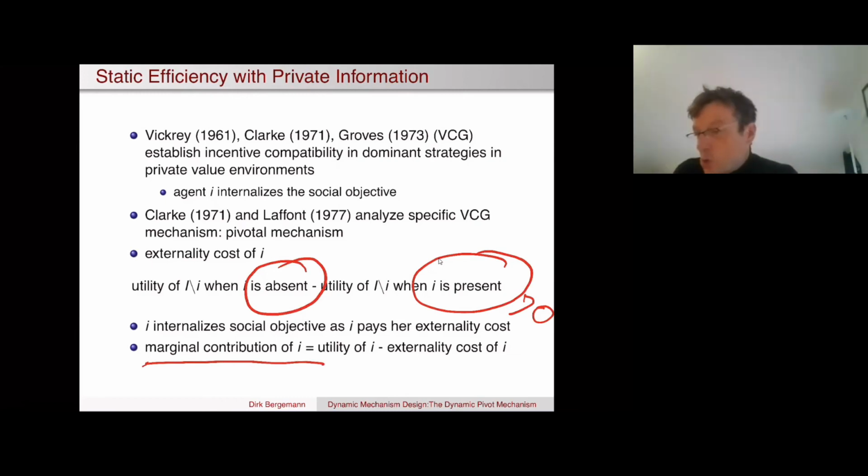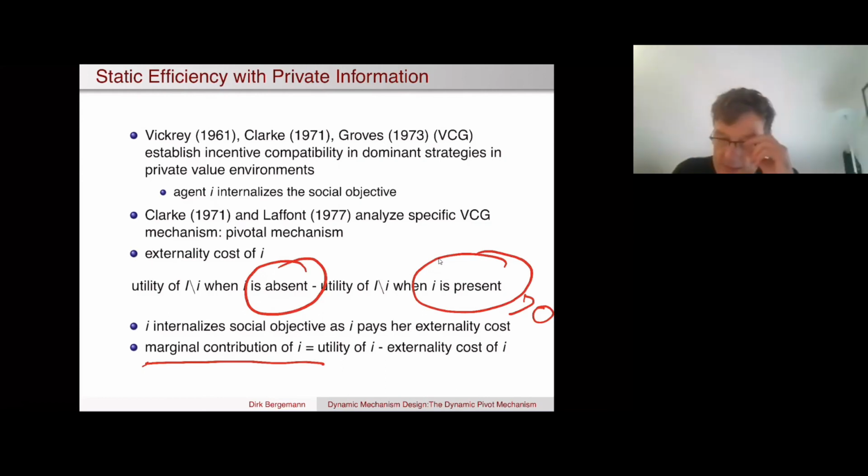Namely, he gets his gross utility, that is simply the utility that occurs to him before making payments. So by gross utility, we mean the utility before making payments, and by net utility, we mean the utility that arises after making the payments. What we think of as the marginal contribution of I is simply his gross utility minus the externality cost that he imposes on all the others. So this is a classic marginal condition that gives us, or that we hope will give us, efficiency. Okay.